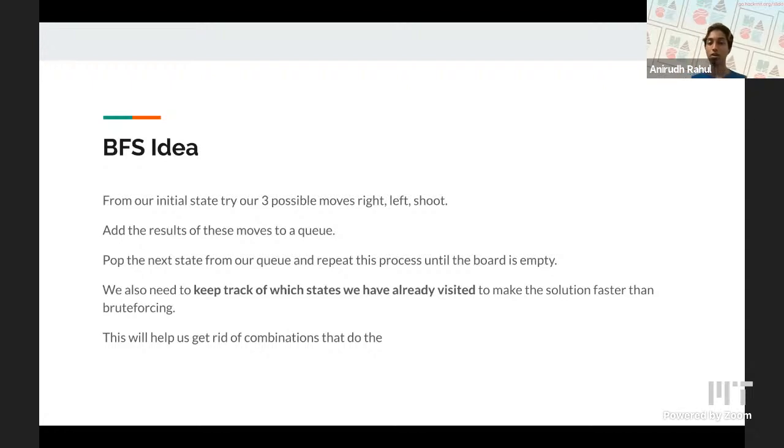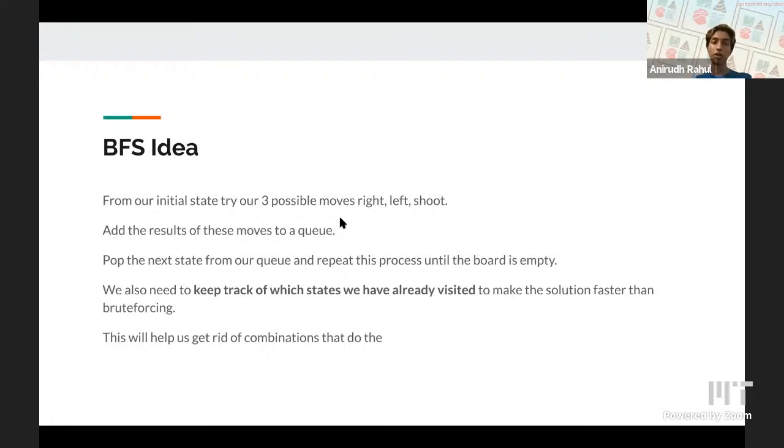And the easiest way to do this is to just convert your board, which is a 6 by 12 array, into a string and just put it into a hash map, right? So if your board is all zeros or something, you just put it into a hash map. And then if you've already visited it, it takes O(1) time to check that. So you can check that very quickly in your for loop every time you're popping a new move from your queue. So this will help us get rid of combinations that don't do anything.